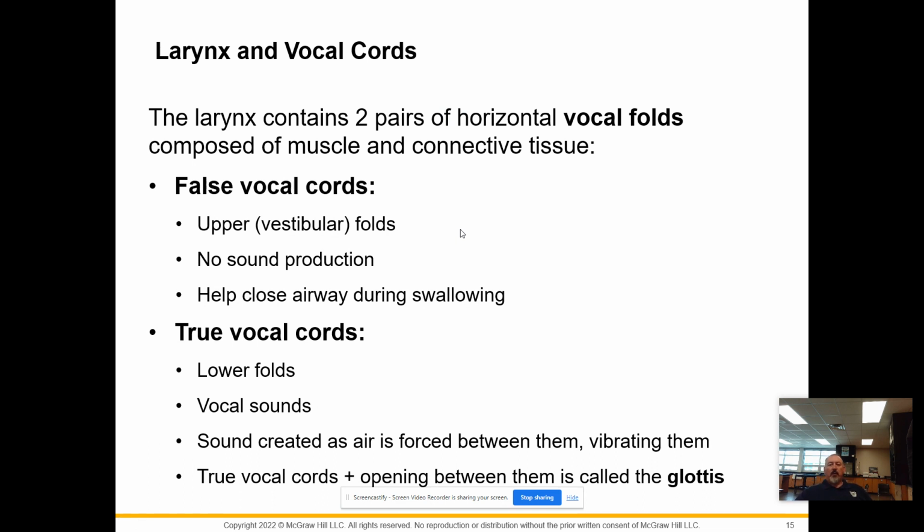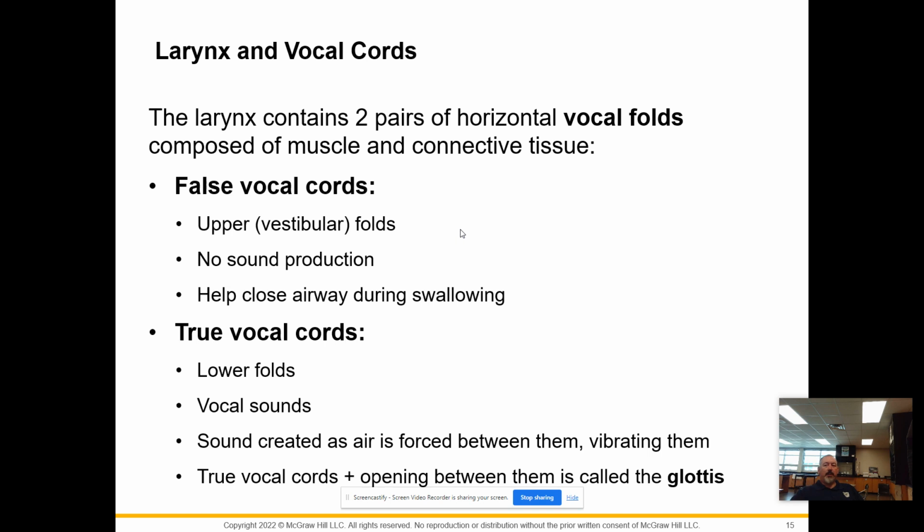When we look at those small areas within, you can see our vocal folds. So once again, we're still in the larynx. You have two pairs of vocal folds. We have the false vocal folds, which are going to be up.